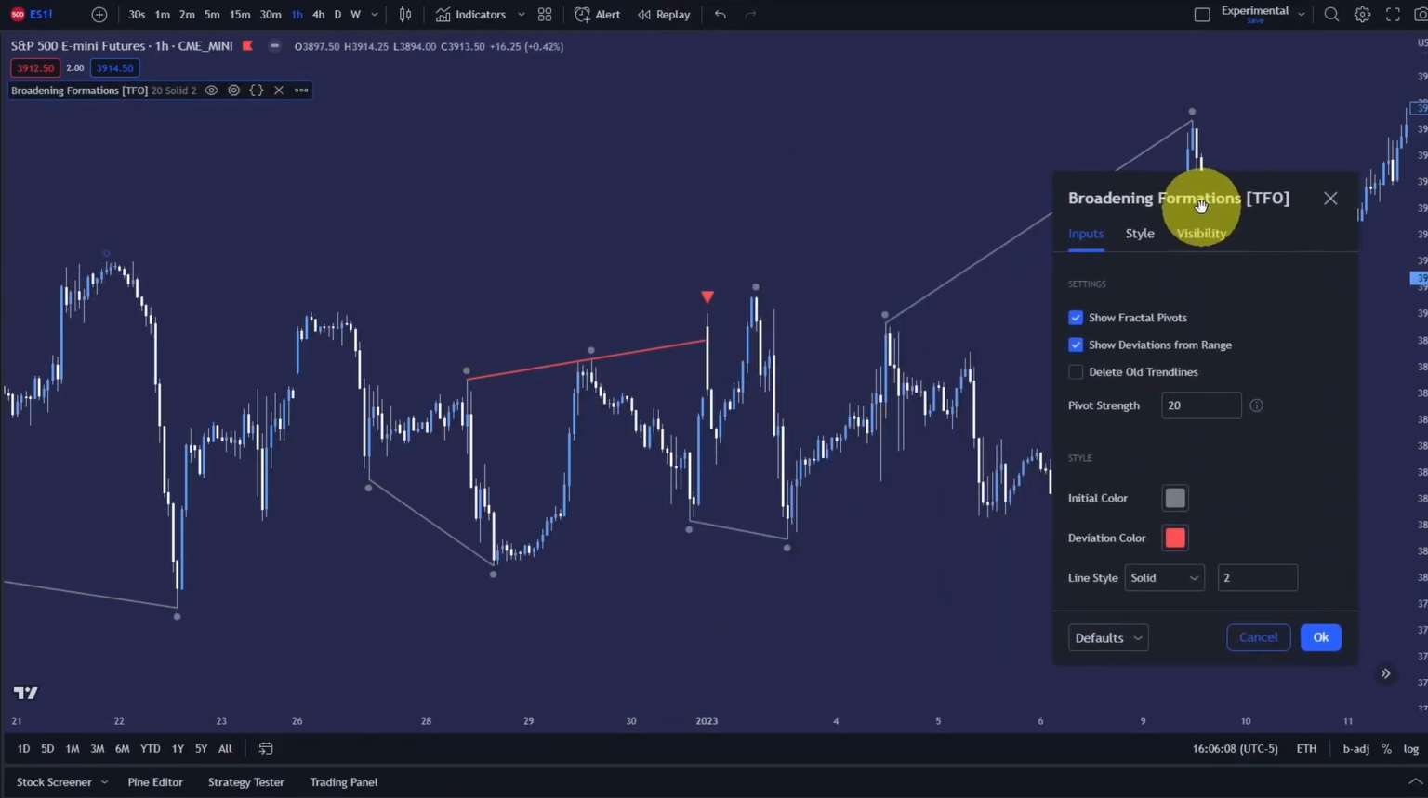And all this is pretty customizable. You can see that the circles right here at each high and low are the fractal pivots. So if we turn that off, they will not appear. But basically what this means is that these highs and lows are considered fractals.